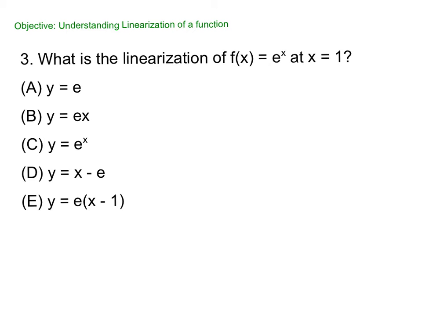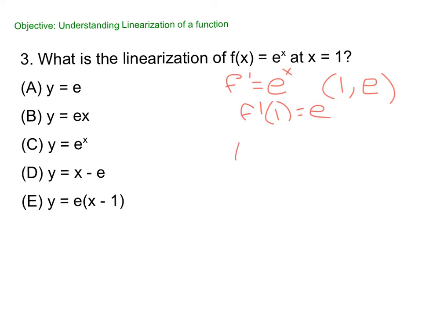Okay, try this one. What is the linearization at x equals 1? So again, we have our point, x. What's the y value? When I plug in 1, I get e. F prime, what's the derivative? E to the x. F prime of 1 is e. So my slope is e, my point is e.